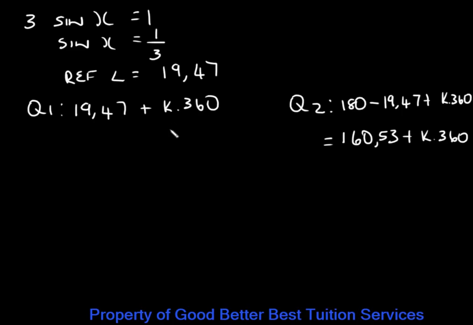That will give us the value in the first quadrant, and for quadrant 2 we can say 180 minus our reference angle, and that will give us 160,53 plus k360. So those are the two values for that particular sum. So those are the two solutions for that particular sum.